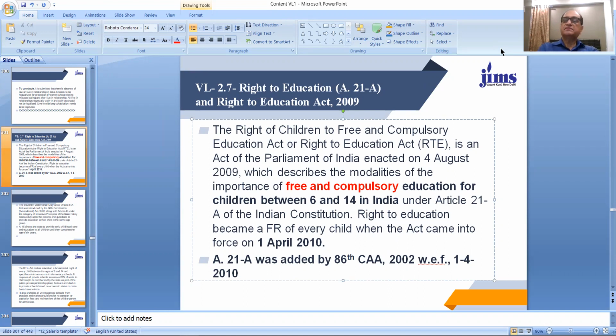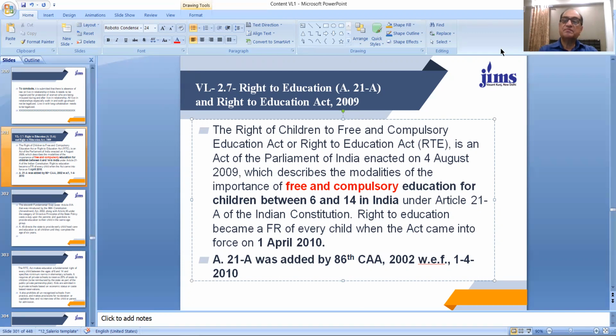This Right of Children to Free and Compulsory Education Act, or Right to Education Act, is an Act of Parliament enacted on 4th August 2009, which describes the modalities of the importance of free and compulsory education for children between the age group of 6 to 14 in India. See, there are two words in this Act. Education must be free and it has to be compulsory. If it is free only and not compulsory, or vice versa, compulsory but not free, the purpose of the Act will not be fulfilled.